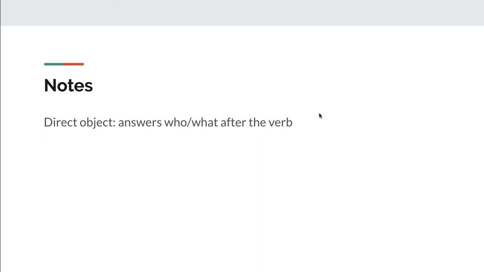So here's a simple example. She raised chickens on the farm. So the verb is raised. What did she raise? Chickens. Chickens is the direct object. Okay? But this lesson is looking for noun clauses as direct objects.